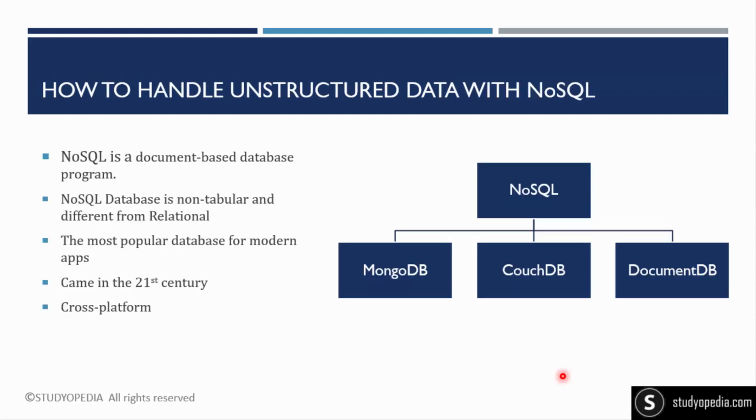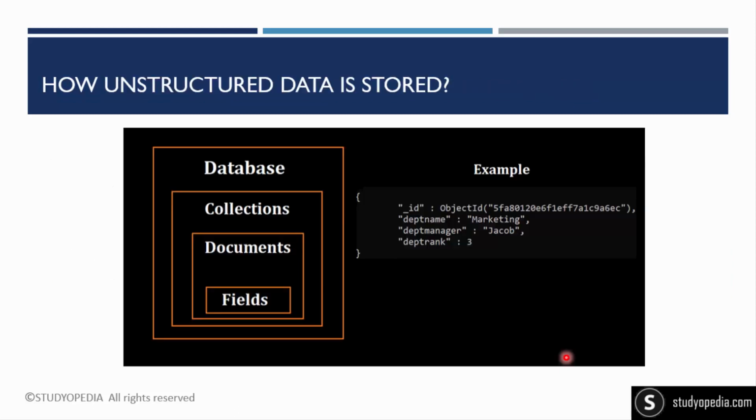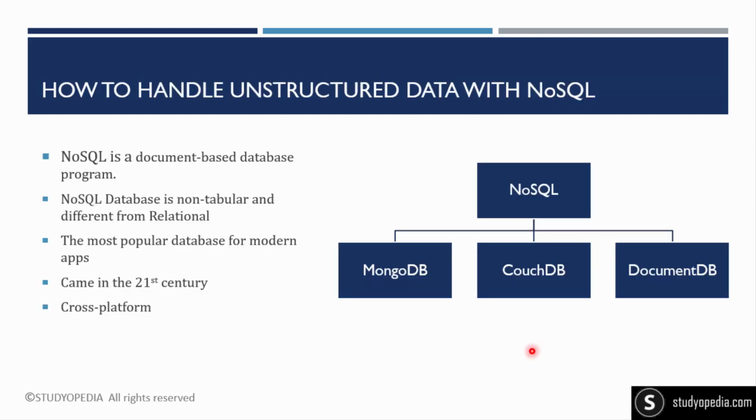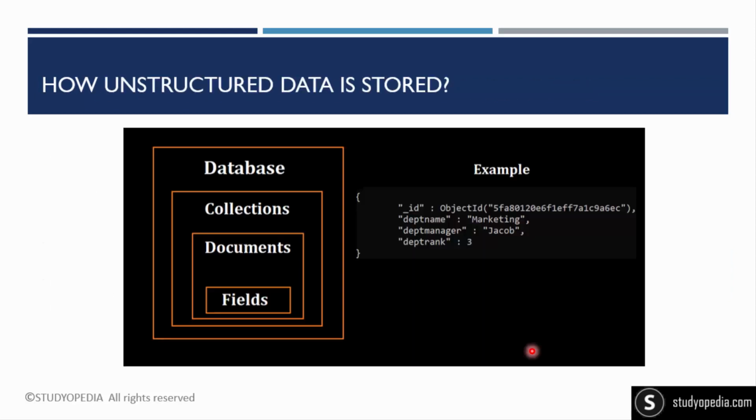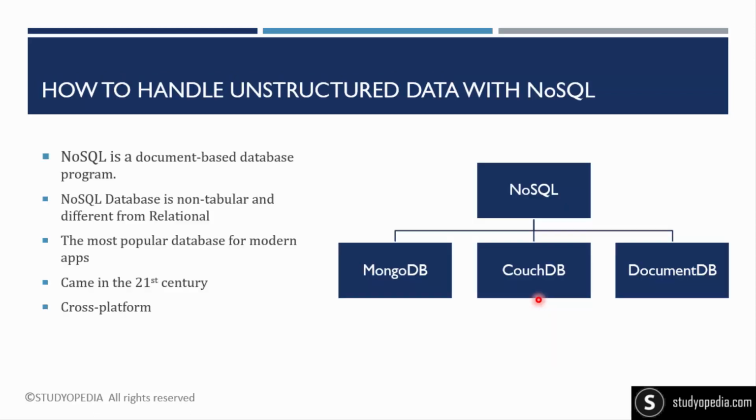Moving further, how can we handle unstructured data? I discussed before, we can handle it using NoSQL databases. NoSQL is a document based database, so we create documents in it. It is non-tabular and different from relational. You can easily guess, it is completely different from relational databases. It is the most popular database of modern apps, especially after the 21st century when social media brought an enormous amount of big data. It is also cross-platform, that is, it supports Linux, Mac as well as Windows. The most popular NoSQL databases are MongoDB, CouchDB and DocumentDB.